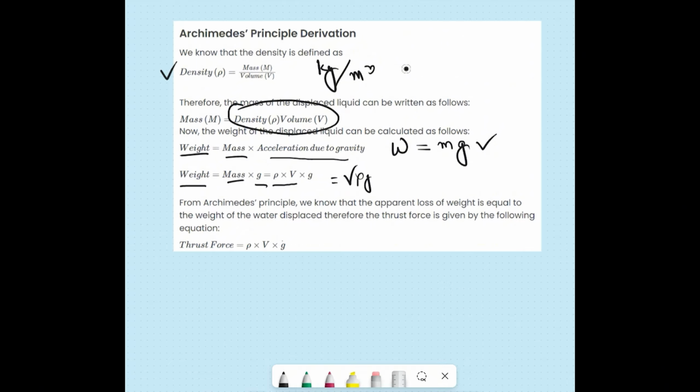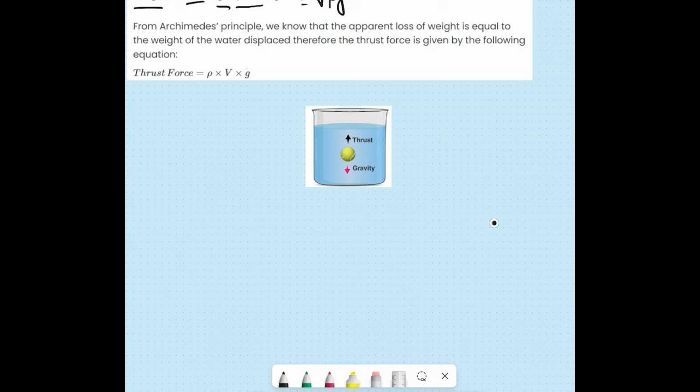It means that this is the liquid and there is a substance. This is actually a ball. So the weight of the ball will introduce a force, that is gravity, and the water actually gives the thrust force, that is in the upward direction. And this thrust equation will be rho v and the acceleration due to gravity.